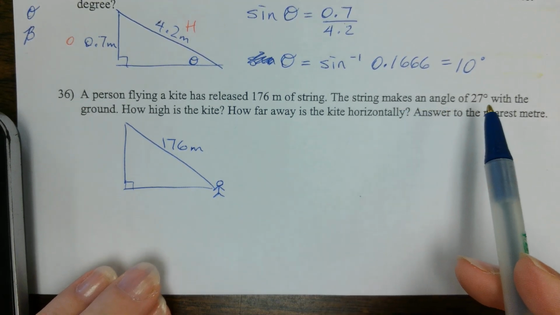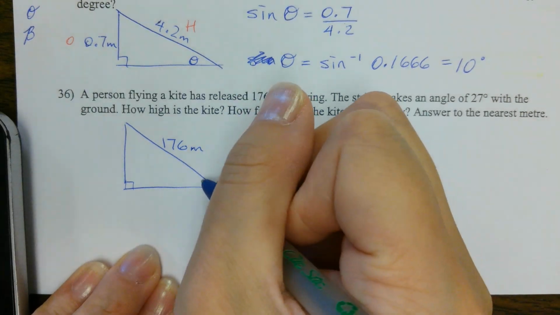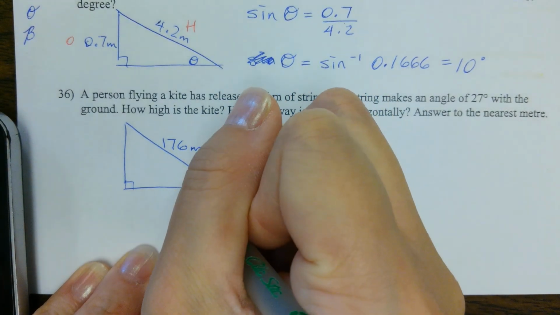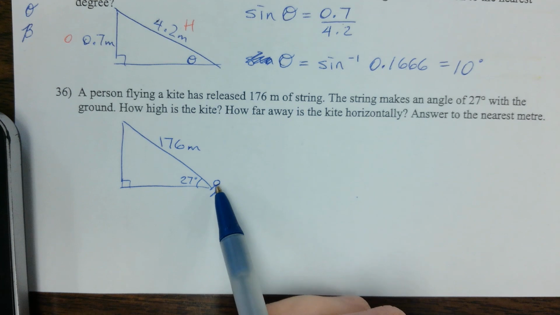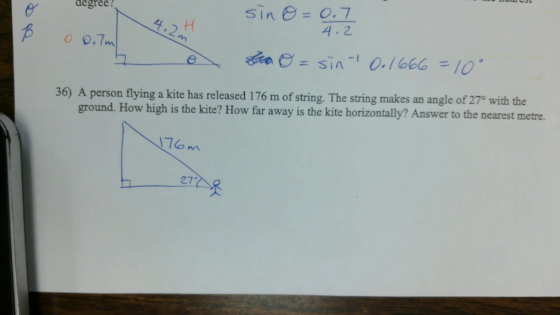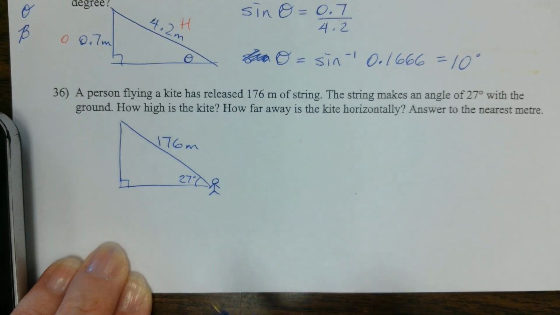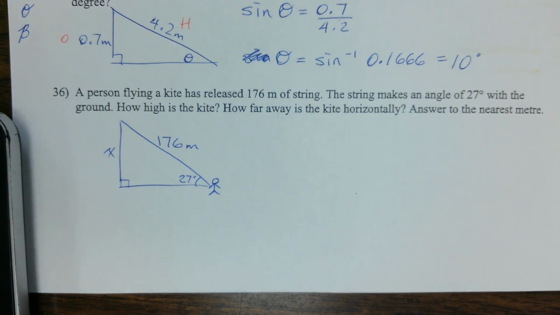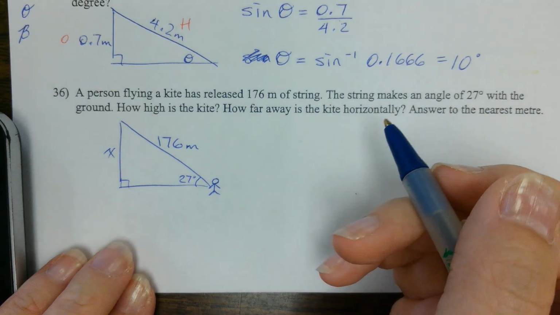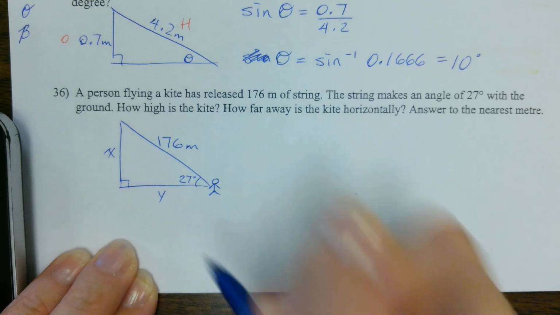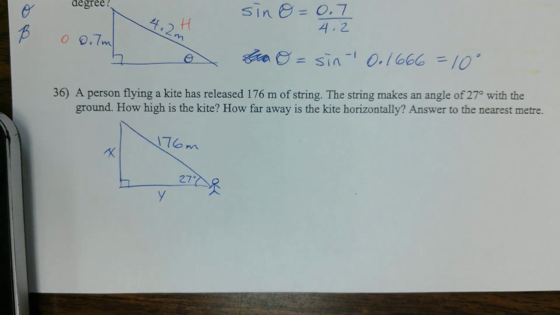The string makes an angle of 27 degrees with the ground. So realistically, you got really tired and dropped your ball of string on the ground, and it made an angle of 27 degrees. Otherwise, you would have to consider the height of your head, right? So how high is the kite? That's what I'm looking for right here. And how far away is the kite horizontally? So there are actually two parts to this answer.